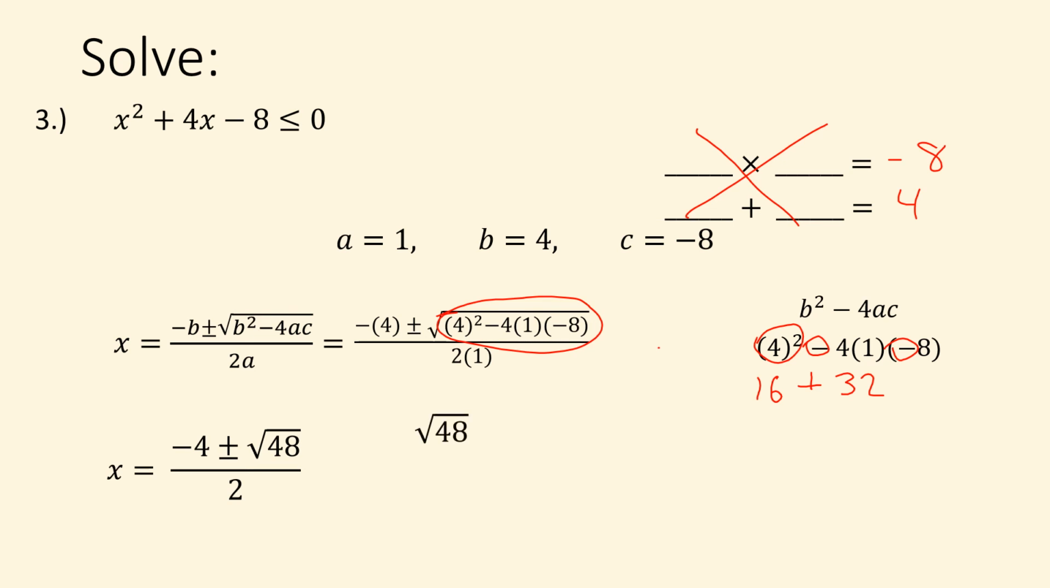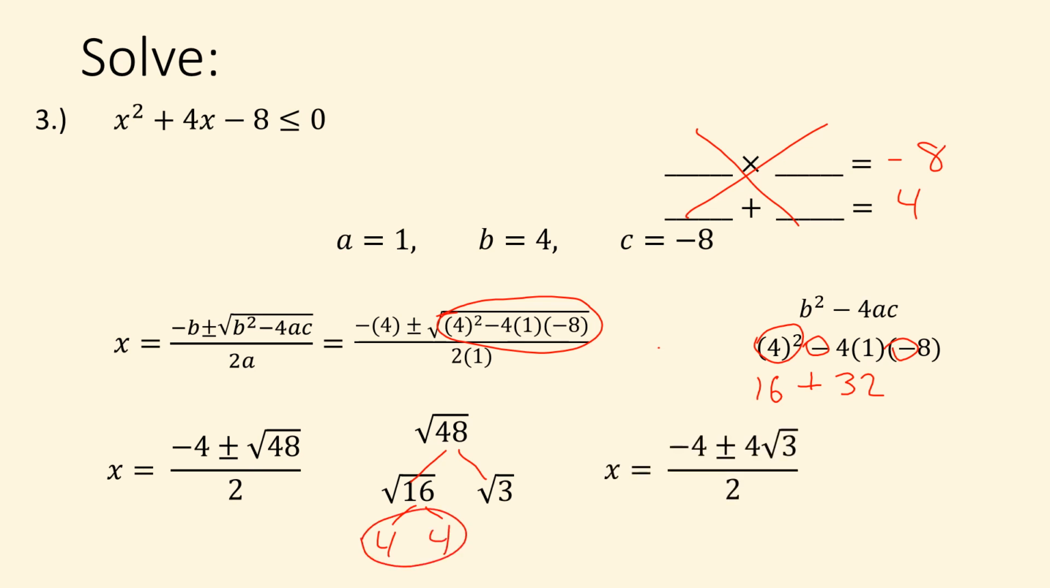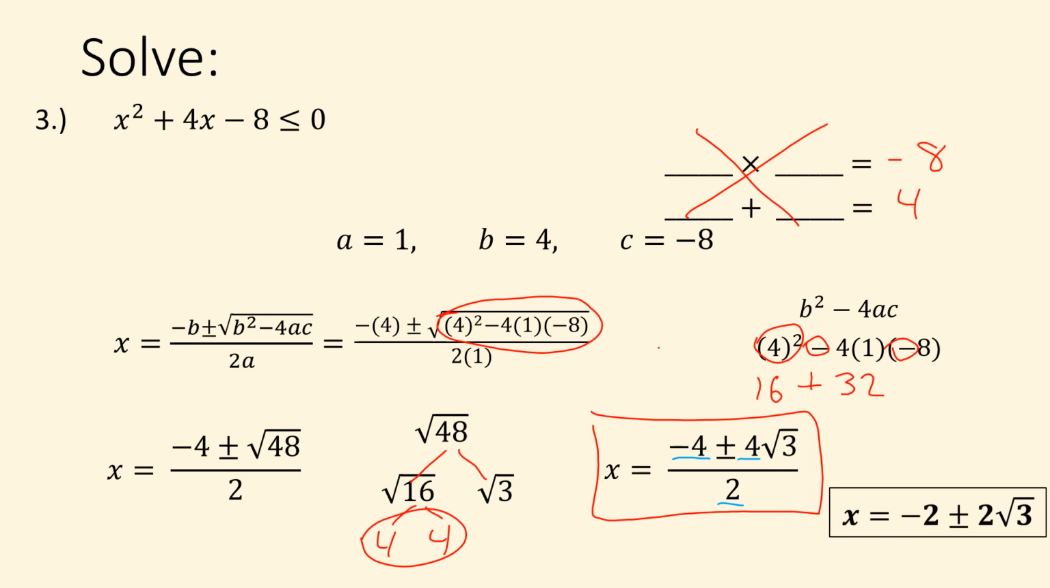This 48 we can break down, 16 and 3, and then that 16 we can break down further. Or we just know that the square root of 16 is 4. So we end up with this right here. This is almost finished, except for the fact that all of the numbers outside of the radical sign are divisible by 2. So we can divide those all by 2, and we end up with negative 2 plus or minus 2 radical 3.